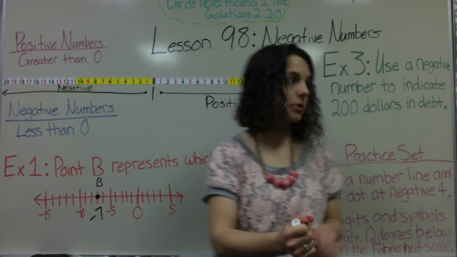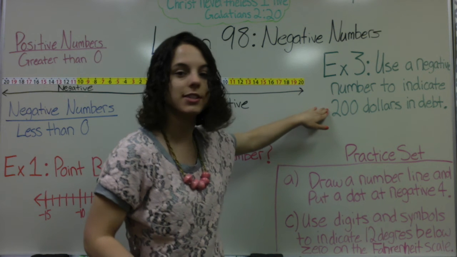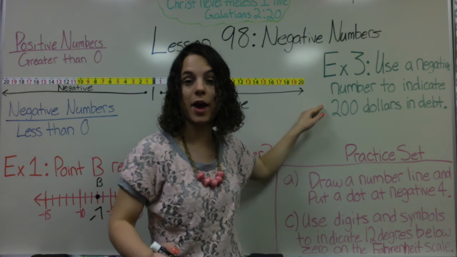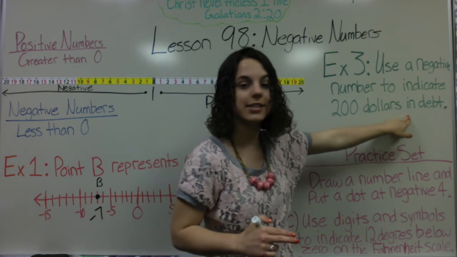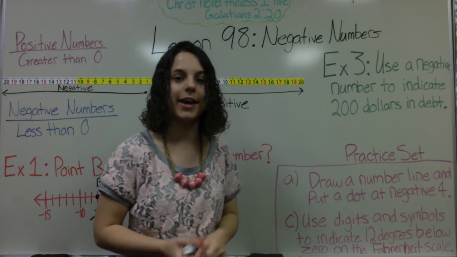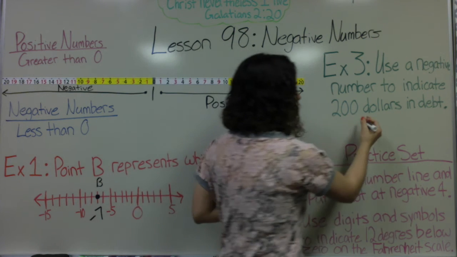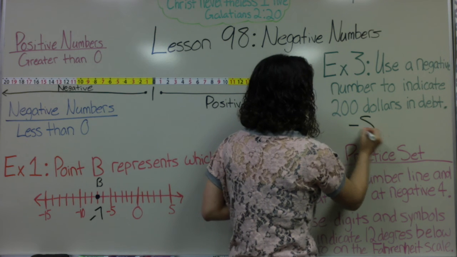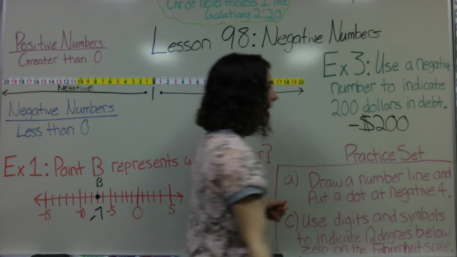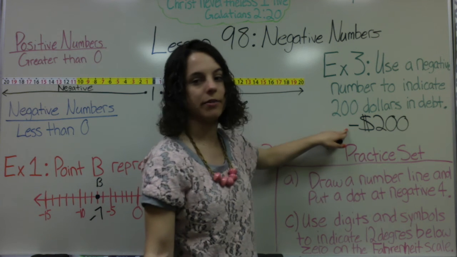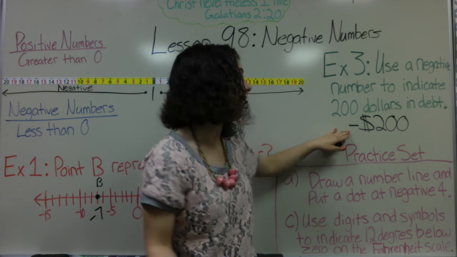We're skipping example 2, and example 3 says to use a negative number to indicate $200 in debt. Now, like I told you before, if you have debt, that means you have a negative amount of money. So if I'm $200 in debt, I want you to write what it would look like written out and labeled. And you should have put -$200. That's exactly how you do it. So you have your negative sign, which is basically a minus sign. Because it is money that has been taken away, negative sign, $200.